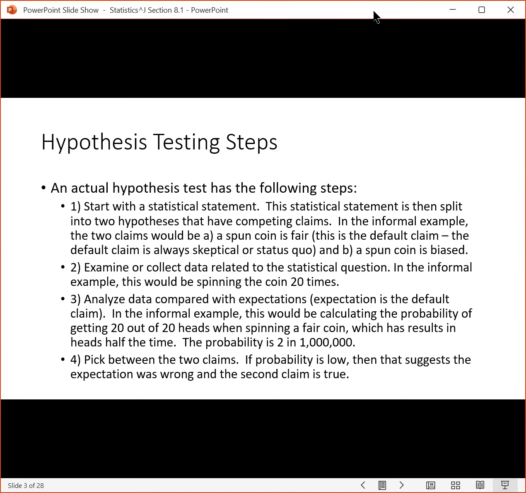And then step 4, we pick between the two claims. If the probability of an event is low, assuming that the status quo is true, then that suggests that the status quo was wrong and that the second claim is true. We're going to get more into that if it sounds complicated, but that is actually the basic idea of a hypothesis test.